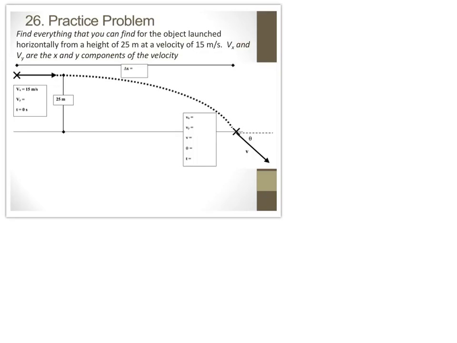So we're going to work through an example here of a horizontal launch, and then we'll do an angled launch. And we're going to find basically everything that we can find for this situation. So I'm going to start by setting up my two charts and going from there.